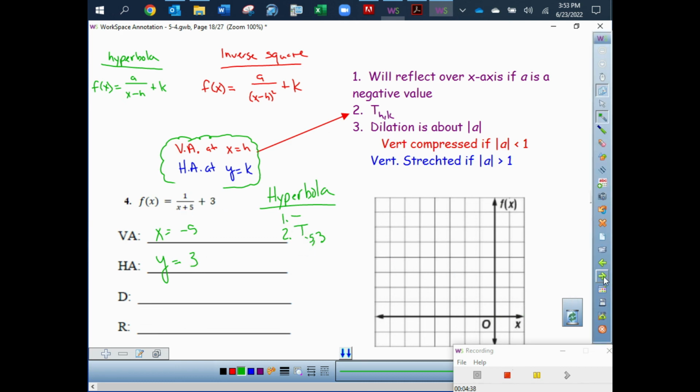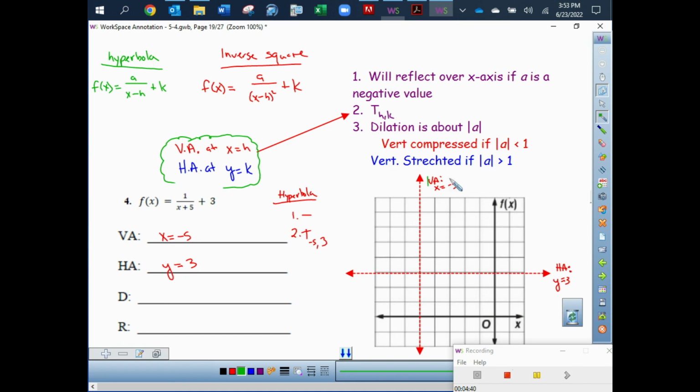Watch this speed demon. That's fast. 5 units left, 3 units up. Why don't you pause again if you need to. And where are the branches? This is a hyperbola, so remember, normally hyperbolas look like this. So since the graph has not been reflected over the x-axis, they're still going to look like that, but just going to hug the asymptotes. So boom and boom, and then I'll let you try the domain and range.